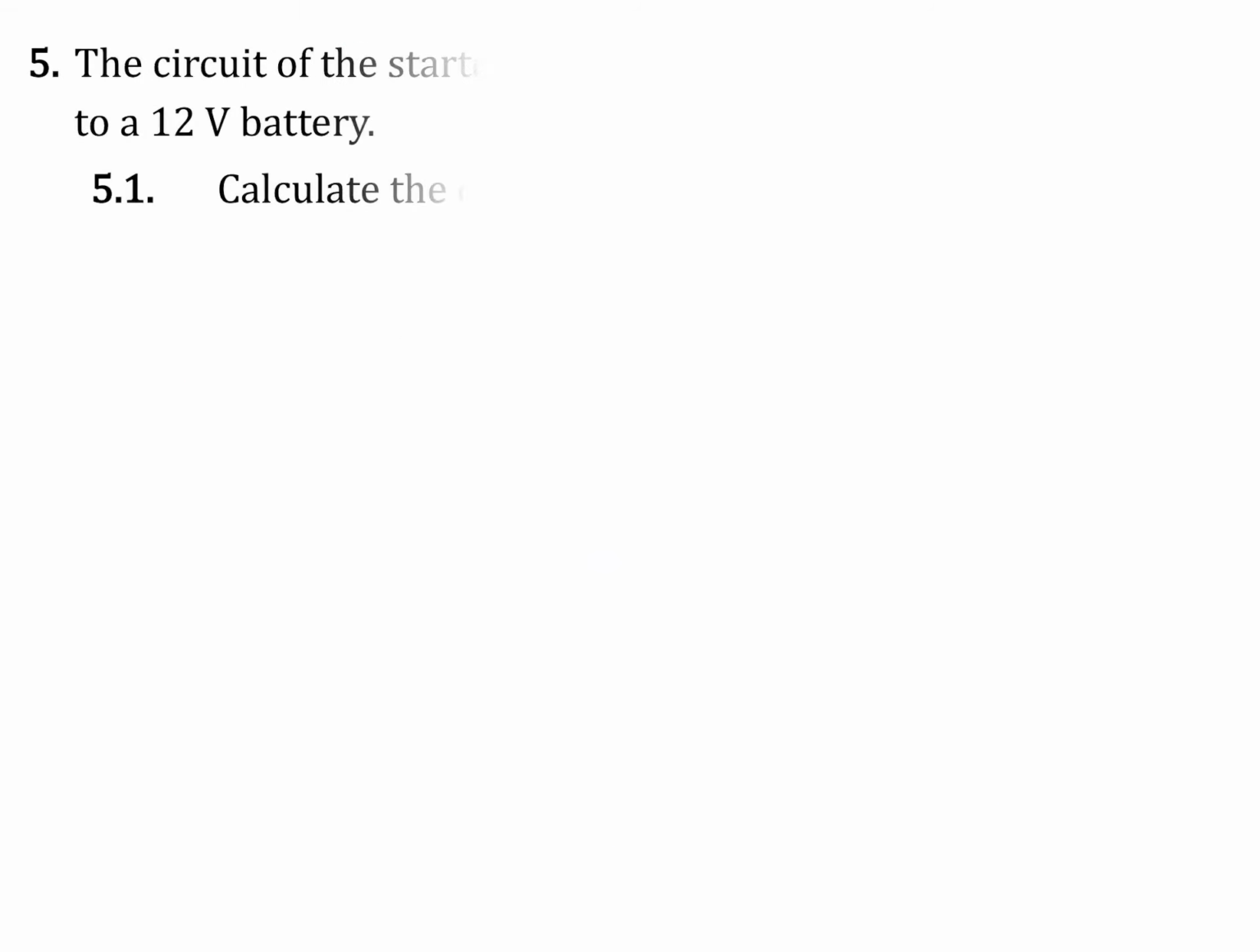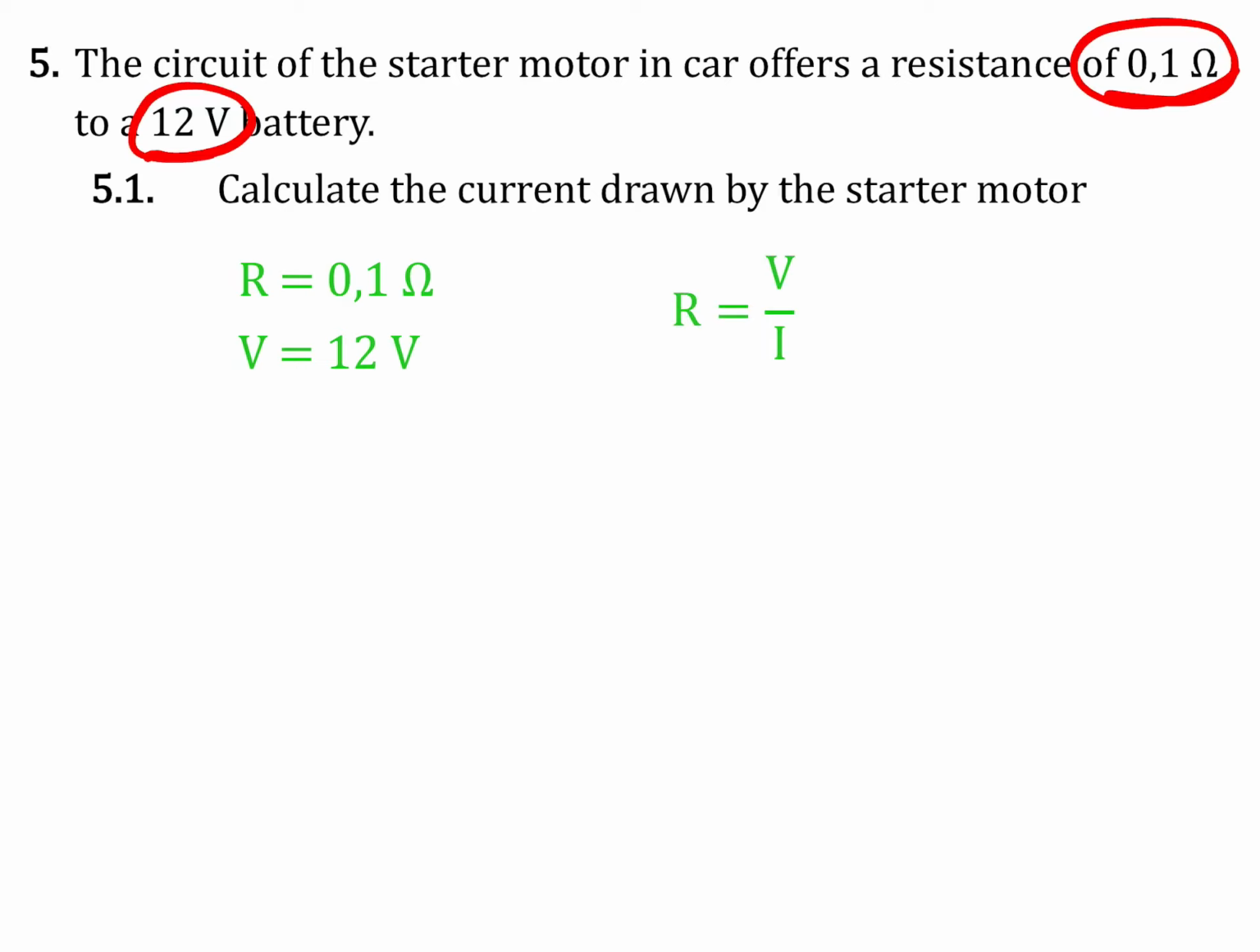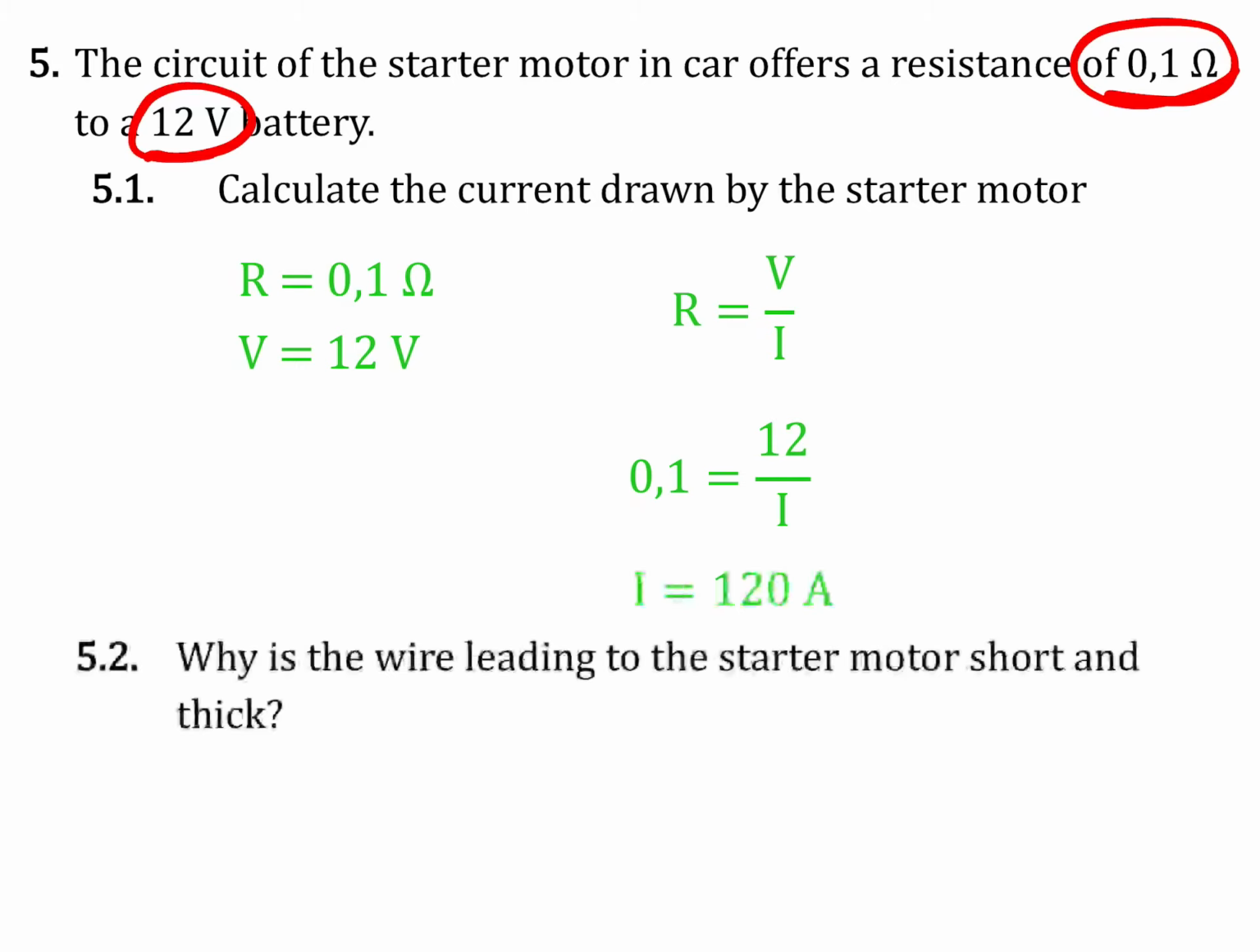Very, very important. The circuit of a starter motor in a car offers a resistance of 0.1 ohms to a 12 volt battery. Calculate the current drawn by the starter motor. Well, R equals 0.1 ohms. Potential difference is 12 volts. R equals V over I. So I'm looking for I, so it goes at the bottom. It's 120, because I is going to be 12 divided by 0.1.